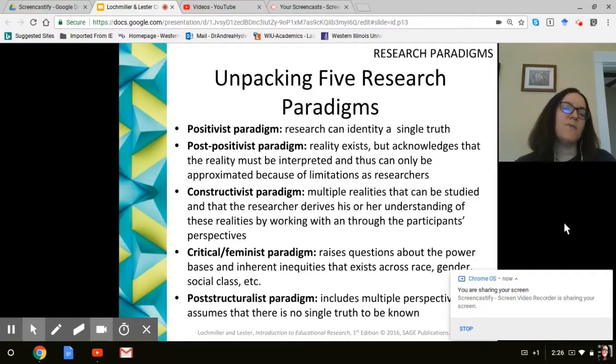So here are 5 research paradigms that these authors suggest to you. Other authors will arrange different ones, more, less, call them by different names. The first 2 are related to traditional scientific research, and I would say that it's very rare that you'll get even a biological scientist to claim a positivist view of research. That means research can identify a single truth.